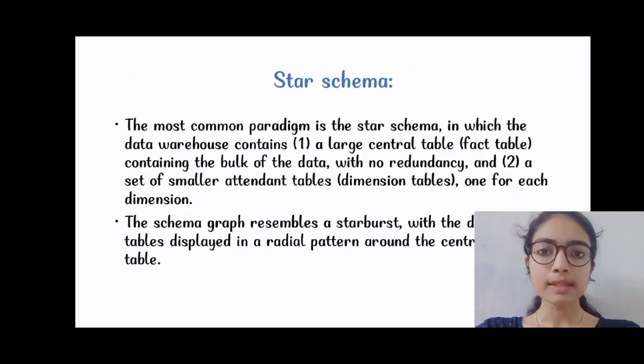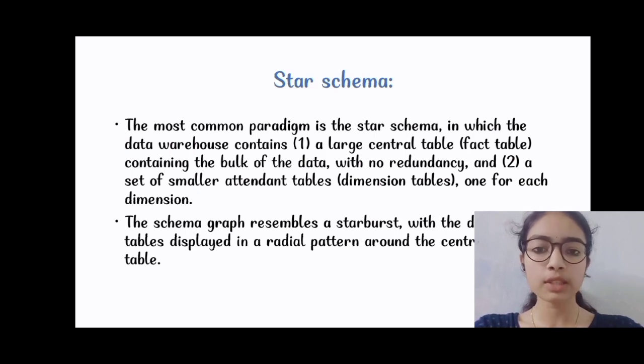First, let us discuss the star schema. The most common modeling paradigm is the star schema, in which the data warehouse contains a large central table called the fact table, containing the bulk of the data with no redundancy, and a set of smaller attendant tables called dimension tables, one for each dimension. The schema graph resembles a starburst, with the dimension tables displayed in a radial pattern around the central fact table.